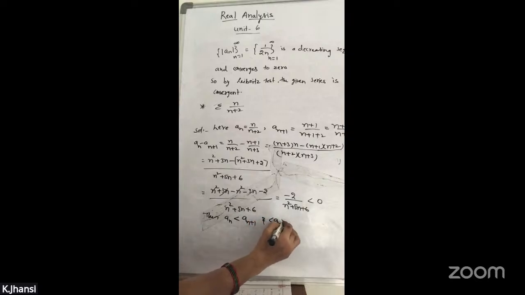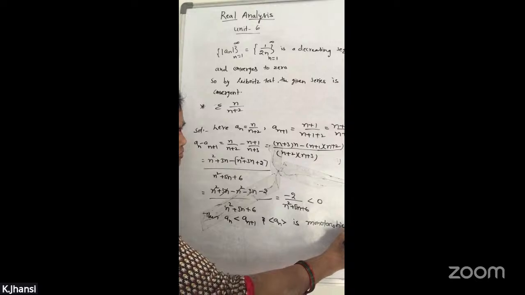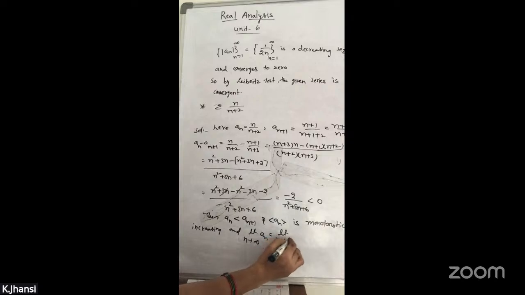And sequence an is a monotonically increasing function, and so for the Leibniz test we need it to be a decreasing function. So this is an increasing sequence, and also limit n tends to infinity an is equal to limit n tends to infinity n by n plus 2.